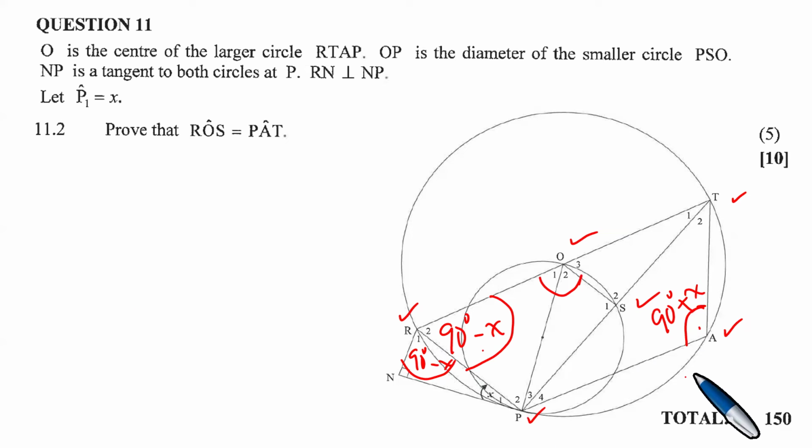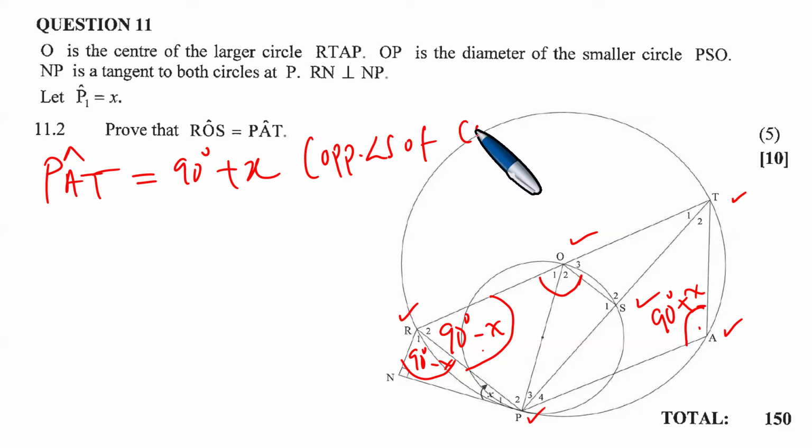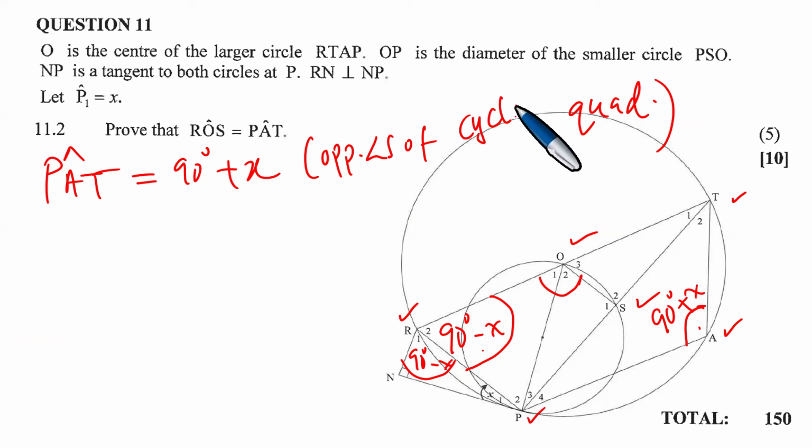So we start by saying angle PAT is equal to 90 degrees plus x. Why? Opposite angles of cyclic quad. A cyclic quad is a four-sided shape, and we've already proven that if you add up the opposite angles of a cyclic quad, you get 180 degrees. Okay, that we have been able to show. Next.